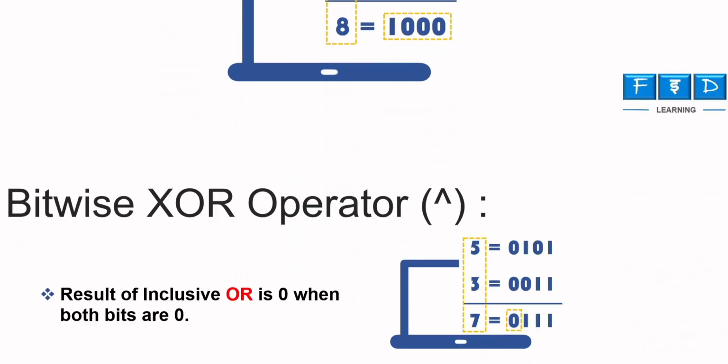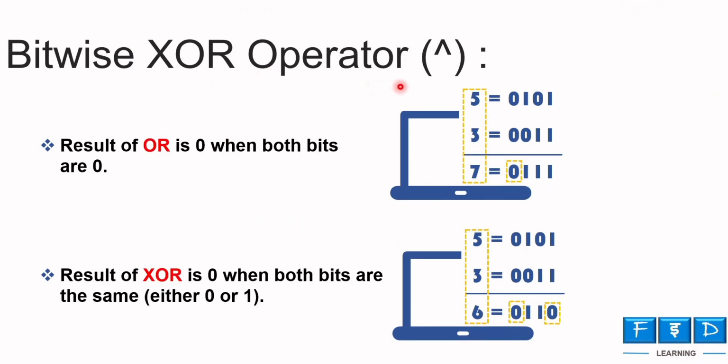Now let's understand the next operator, the bitwise XOR operator, which is represented by the up arrow symbol. The XOR operator is similar to the OR operator but with a key difference. The result of the OR operator is 0 when both bits are 0, whereas the result of the XOR operator is 0 when both bits are the same, either 0 or 1. Let's see this with an example. For the OR operator, the result is 0 when both bits are 0.